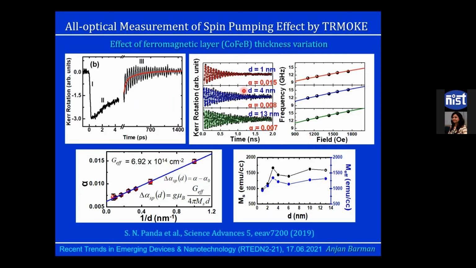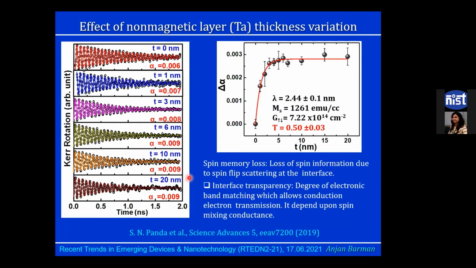But the damping modulation gives me alpha proportional to 1 over D very nicely, because it's linear with 1 over D. And you can see that from the modulation of damping, we can do the fitting with this and find out G effective from here. G effective turns out to be about 7 times 10 to the 14 centimeters square. So that's a pretty large value of G effective.